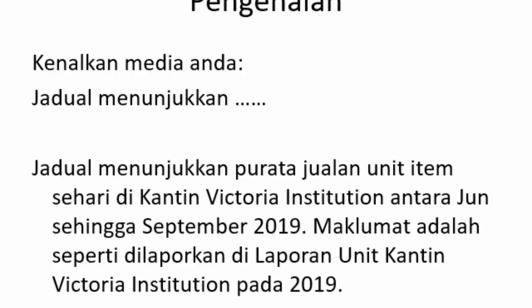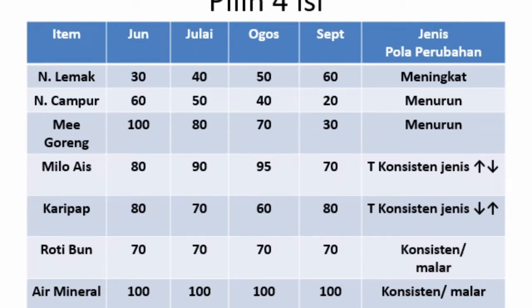So, how to write pengenalan? Just kenalkan your media. And it usually starts with the ayat jadual menunjukkan. So, this is how we write it. Jadual menunjukkan purata jualan unit item sehari di kantin Victoria Institution antara Jun sehingga September 2019. Maklumat adalah seperti dilaporkan di laporan unit kantin Victoria Institution pada tahun 2019. If you look at your latihan 1 paper, I just read the tajuk and the sumber. Dah dapat perenggan pengenalan. Okay, then you have to choose 4 isi for your perenggan 2, 3, 4, 5.